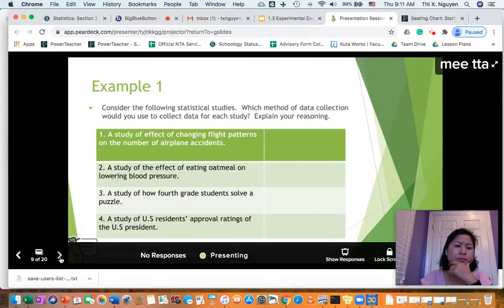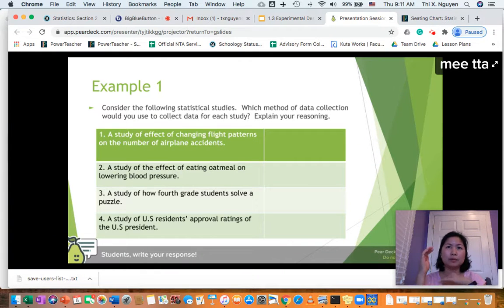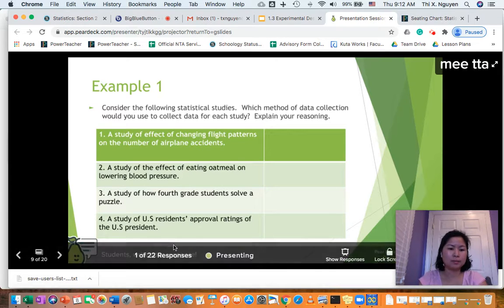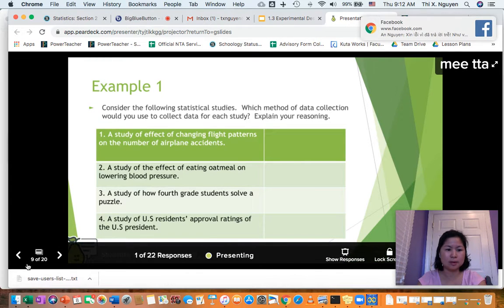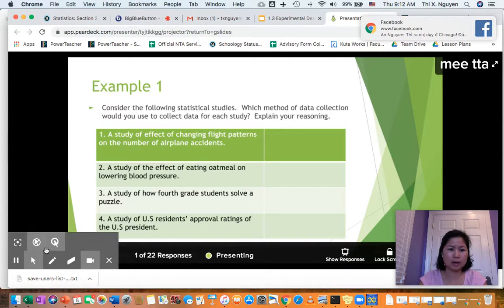All right, let's check in. I have these 4 situations. This is where you're going to type in number 1. Think about the 4 ways that we talked about. The first one is, I'm going to type it back up here so that you can see if you forgot. Where do I do this?